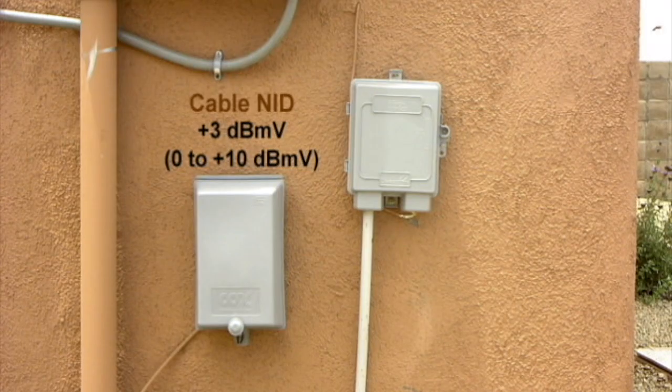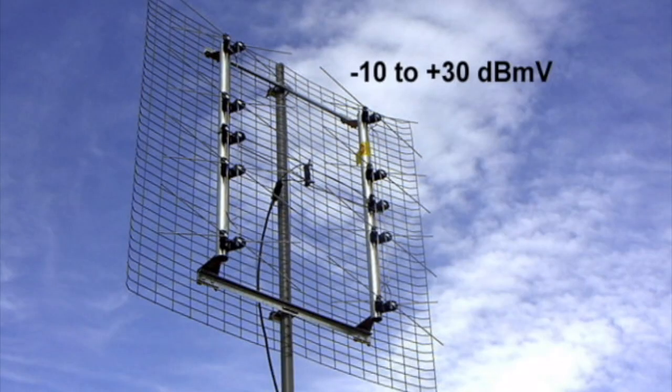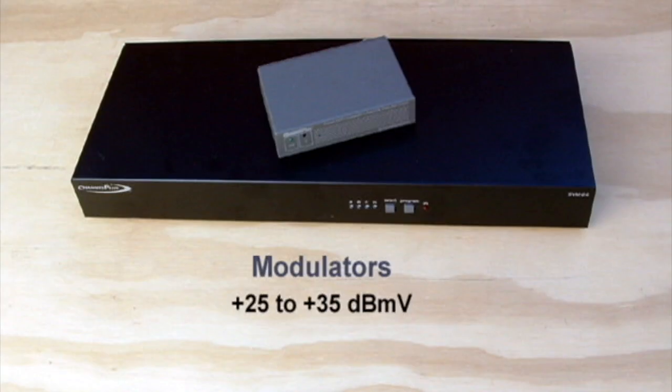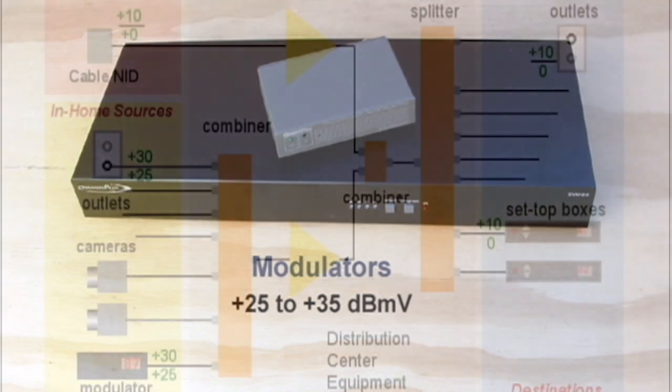Cable company signal levels should be at least plus 3 dBmV at the NID, but you can expect a variation between 0 and plus 10 dBmV. Off-air signals will definitely have the widest range, from minus 10 to plus 30 dBmV. Modulators, including those built into cameras, will typically have outputs in the plus 25 to plus 35 dBmV range.